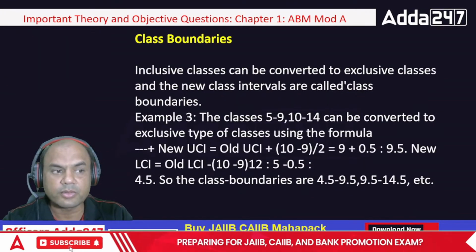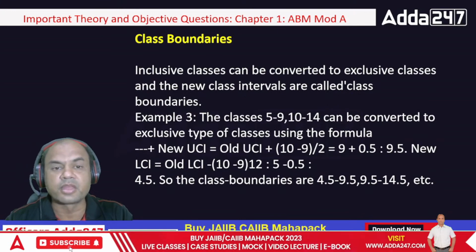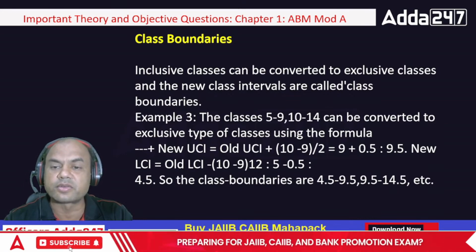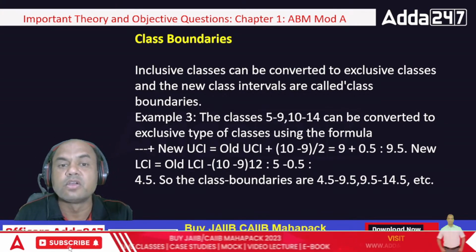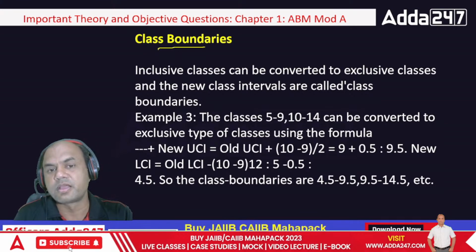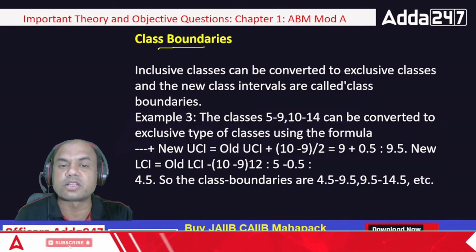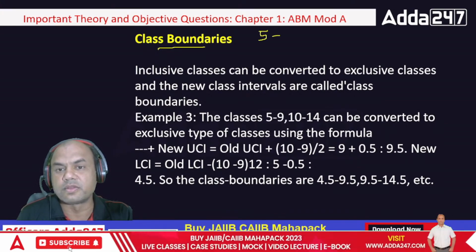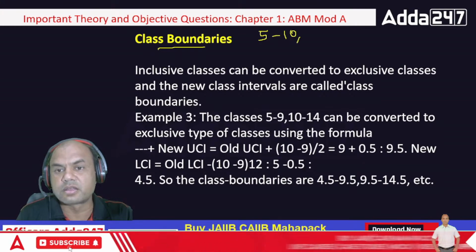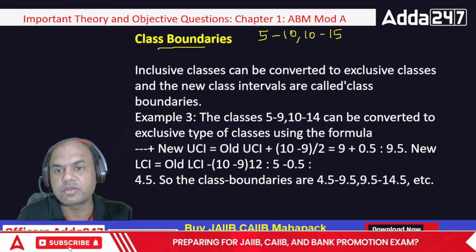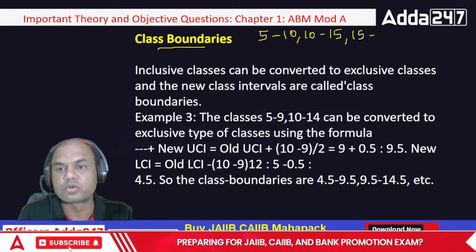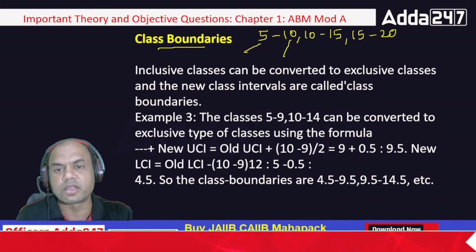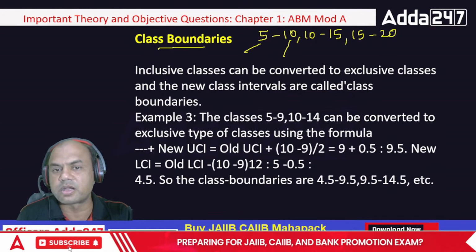Okay. Class boundaries. Inclusive classes can be converted into exclusive classes and the new class intervals are called class boundaries. Firstly, understand what class boundaries are. You can call them class width also. Suppose I write it like this, 5 to 10, 10 to 15, okay, 15 to 20. So this lower and upper is known as a boundary. Similarly over here, lower and upper.